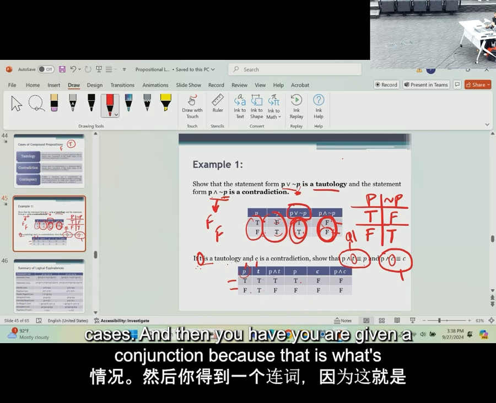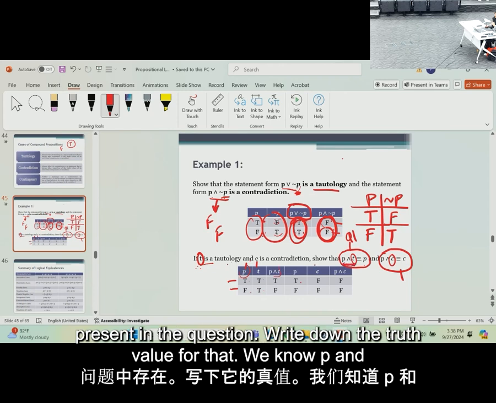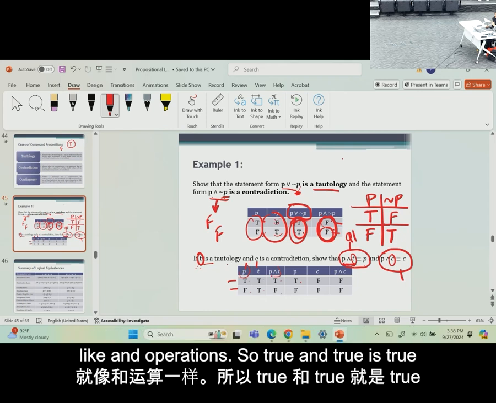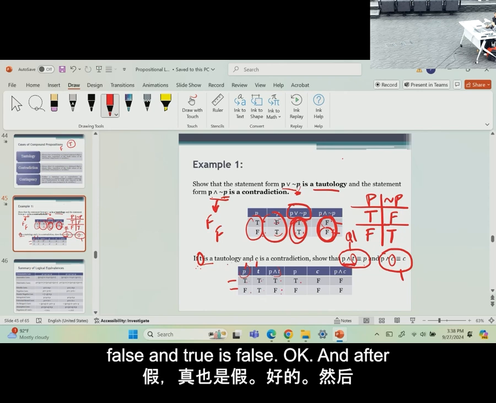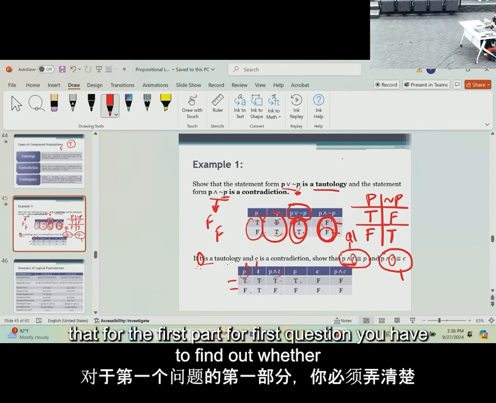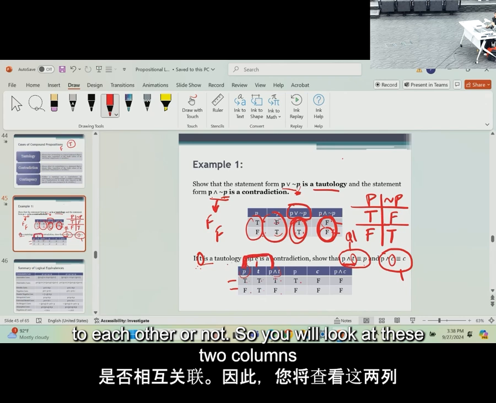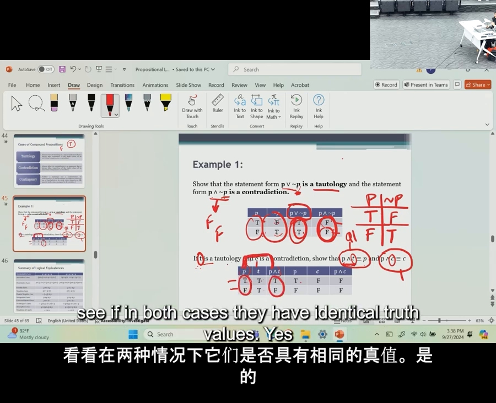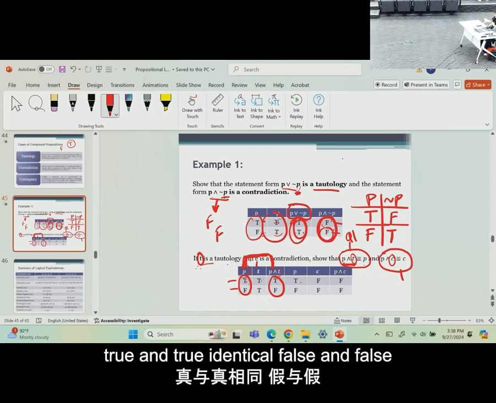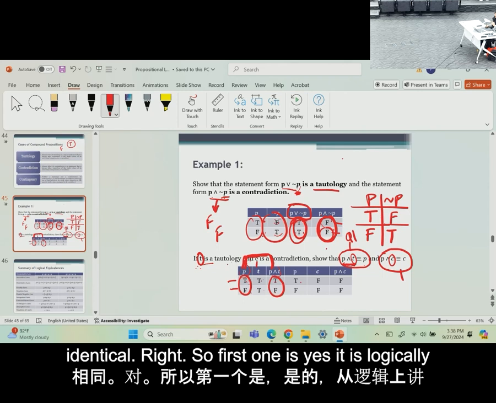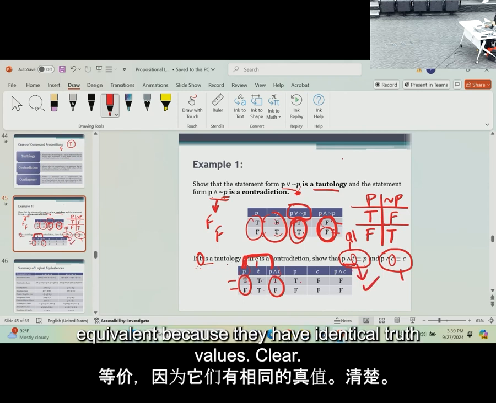And then you are given a conjunction, because that is what's present in the question. Write down the truth value for that. We know the AND operation, so true and true is true, false and true is false. Okay. And after that, for the first question, you have to find out whether P and T and P are logically equivalent to each other or not. So you will look at these 2 columns, see if in both cases they have identical truth values. Yes, true and true, identical. False and false, identical, right? So the first one is, yes, it is logically equivalent because they have identical truth values. Clear?